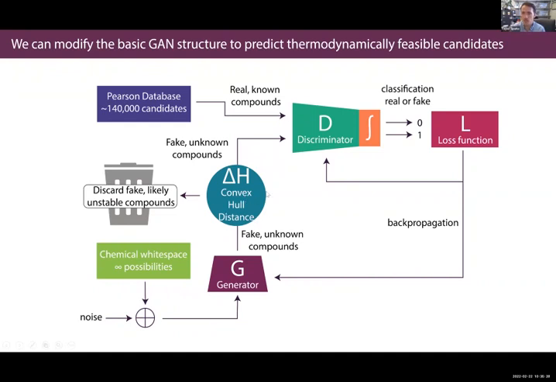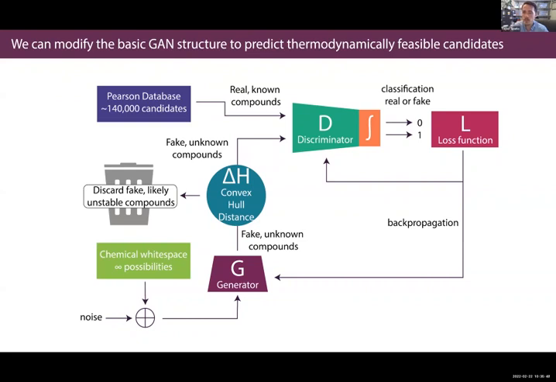this blue circle, which is a machine learning model. There have been several published. So we can do these calculations very fast. We now have fake unknown compounds, which we hope are stable. We can compare those with real known compounds from some sort of database like the Pearson and put these to our discriminator and have it learn which one's fake and which one's real.